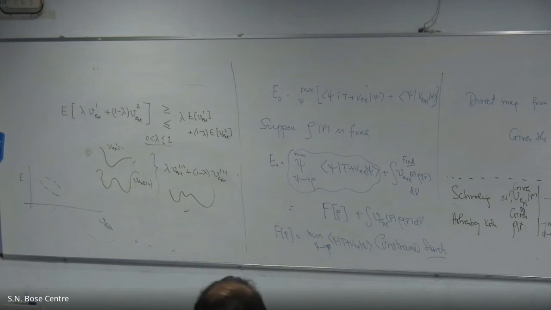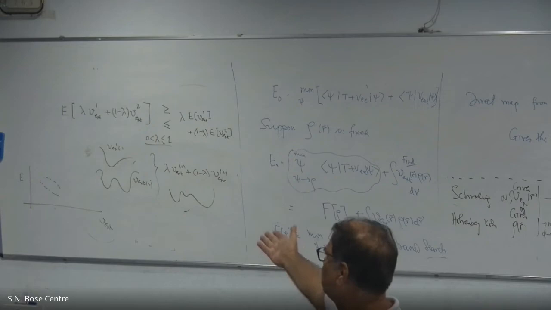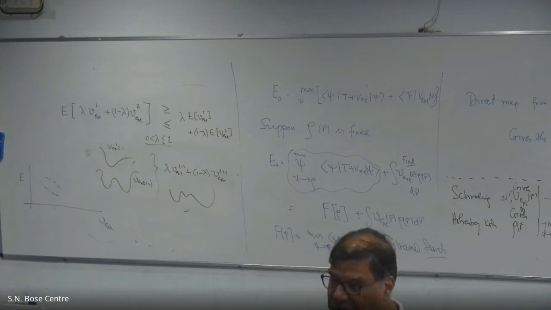Can you repeat the question again? Because I want to confirm the question. Given two external potentials, make a linear combination. Yes, sir. And you calculate the energy. How would that be related to the energy of each? These are important because these are known as convexity or concavity. We can minimize and maximize. For minimization, you need convexity.